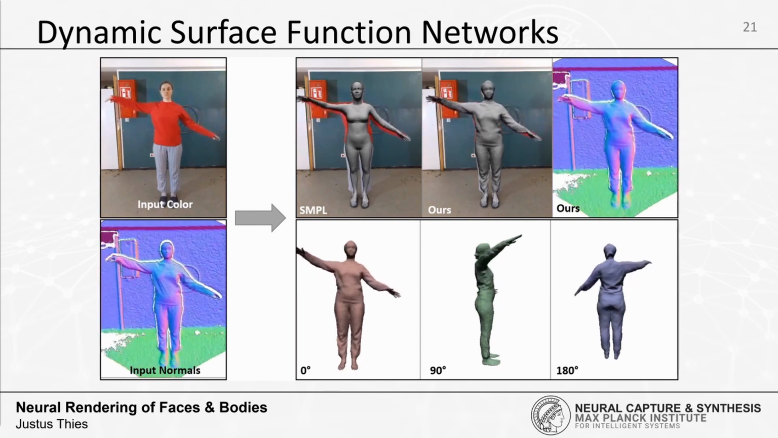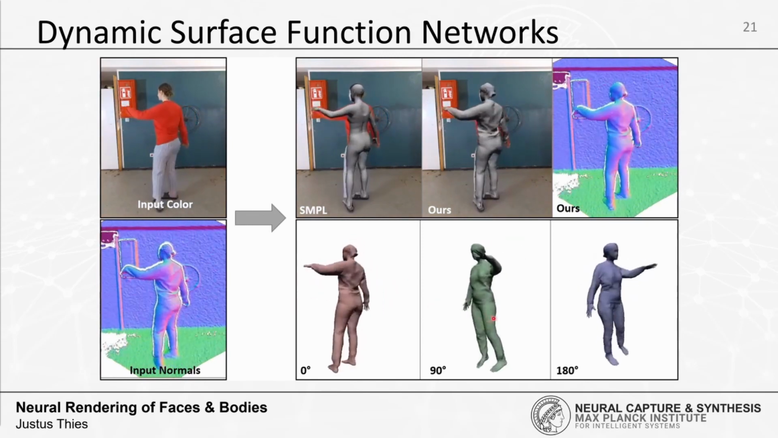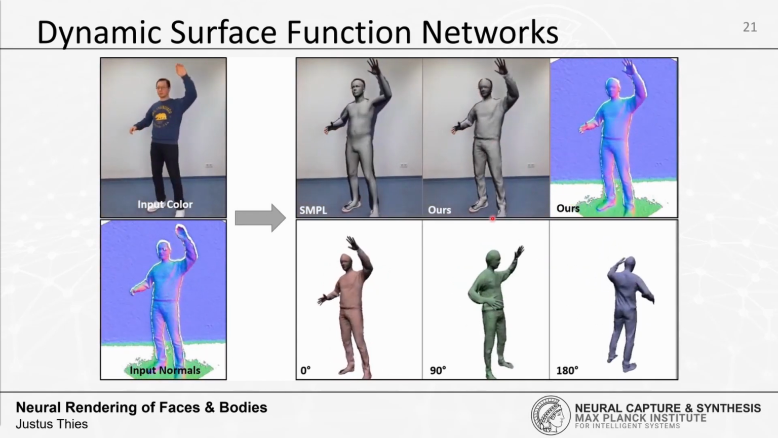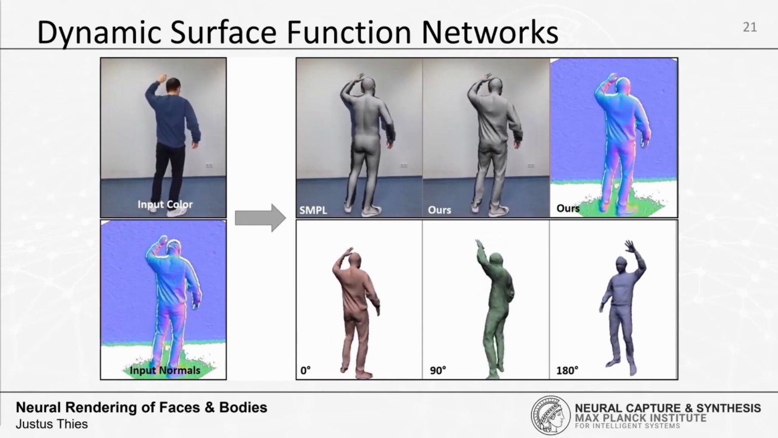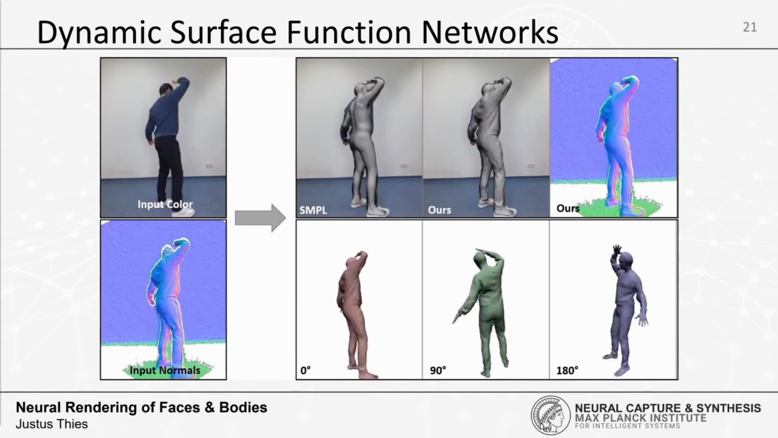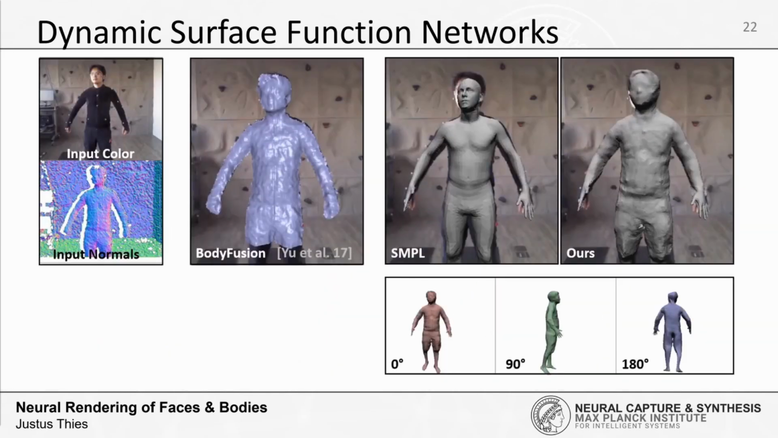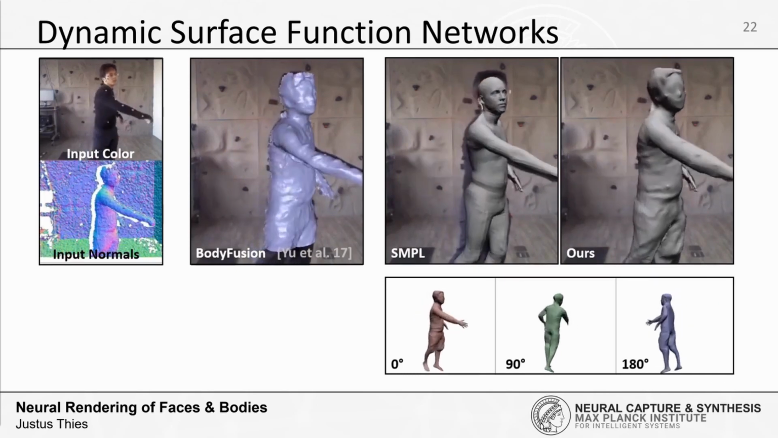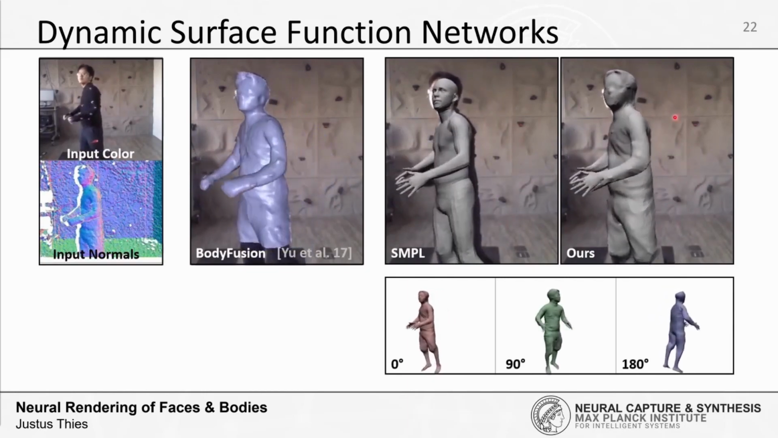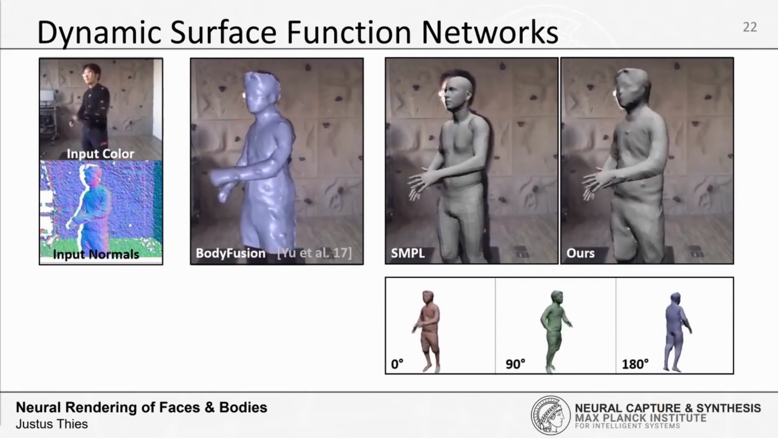Here you can see a sequence where you also see the side views, the normal renderings and the phong renderings. We also show that it works with really low quality RGBD data, like from one of the first Kinect sensors, which you can see here in these results. So you get a really nicely reconstructed mesh of the human here.